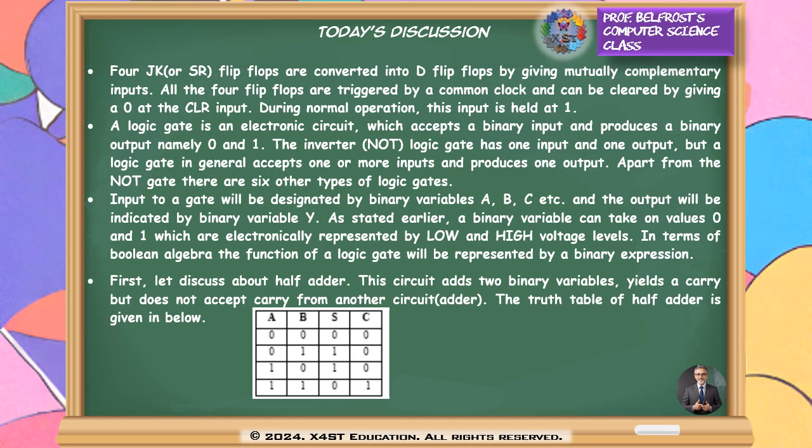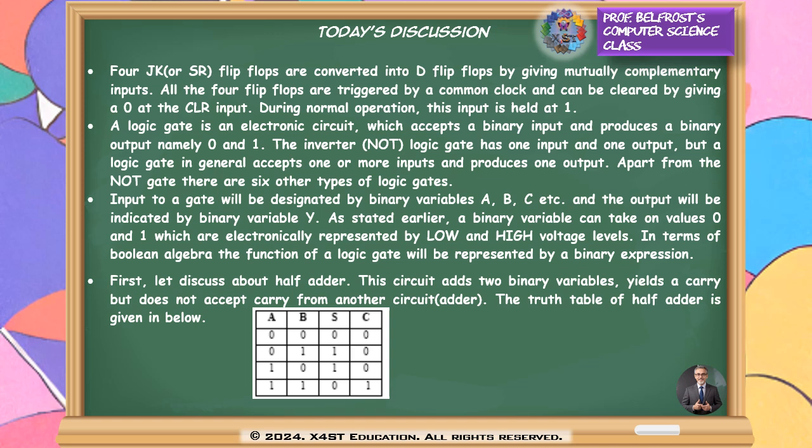So a logic gate is an electronic circuit that accepts a binary input and produces a binary output, namely 0 and 1. So yeah, the NOT logic gate has one input and one output. I think this has been discussed before, so I skip it.